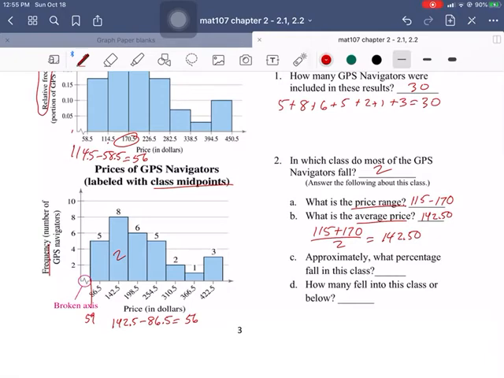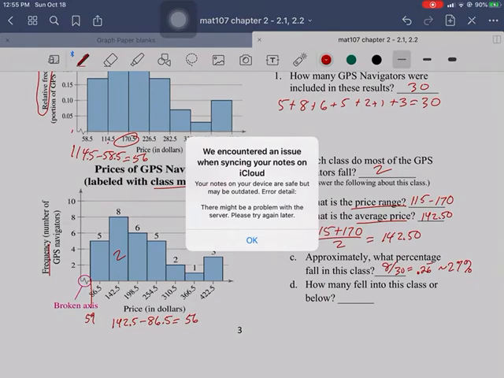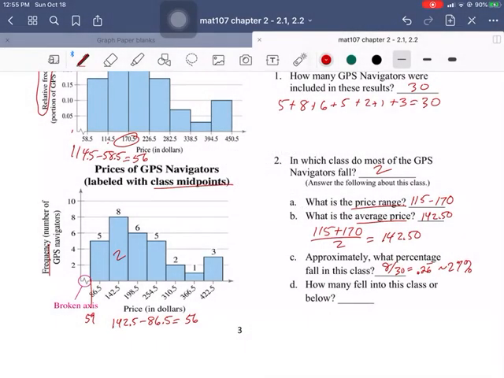Approximately what percentage fall into this class? Well, 8 fall in the class out of 30. So that comes out to 0.26 repeating, so approximately 27% fall in there. How many fell into this class or below? This is the second class. There were 5 below. 8 plus 5 is 13 GPS. The cumulative frequency of the first 2 classes is 13.